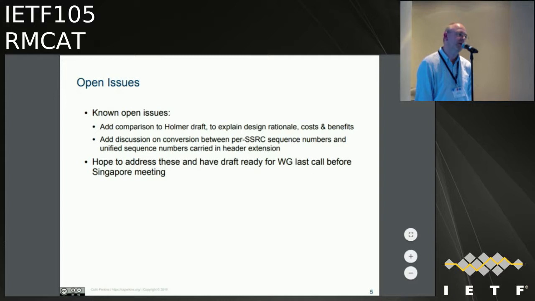Yeah. And I'm not sure I would even go so far as to have a comparison of the bandwidth costs in this. I think the main advantage of this is that it provides per SSRC feedback, which gives you flexibility to do differential congestion control for the different sources. Whereas the Holmer draft, because it gives you a single sequence number space, doesn't allow you to do that. I honestly don't think so, because the conversion you're describing here between per SSRC and unified sequence numbers can run either direction.